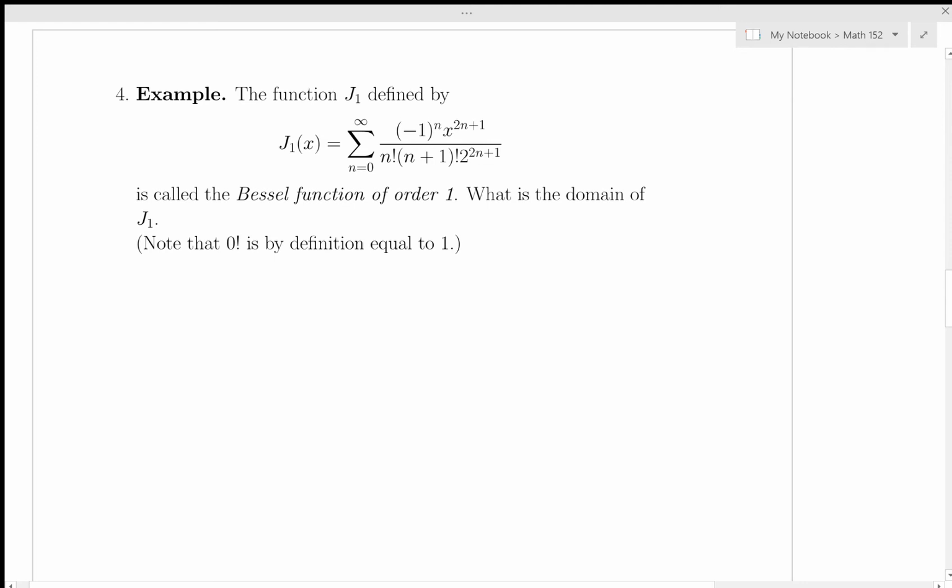This function does not have a definition, perhaps like you're used to seeing, but this is actually a function definition. You have some rule. Given an input x, you have a rule for finding the output. That's a function. And the rule that we have is this calculation involving this infinite series. This function is called the Bessel function of order 1. And we're asking here, what is the domain of this function?